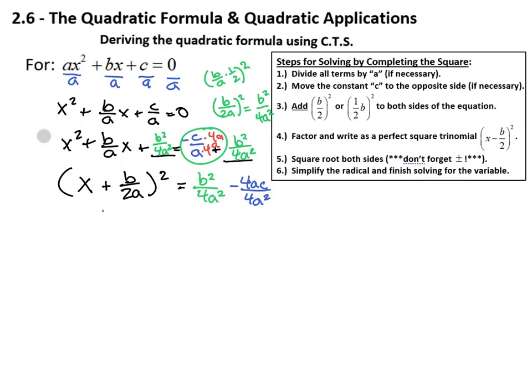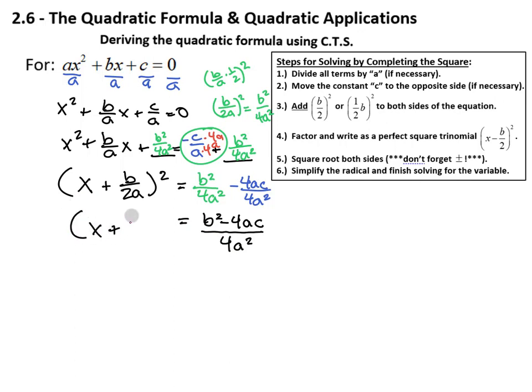And now that they have the same denominator, we can add or subtract the numerators, right? And keep the denominator, just like when we're working with fractions. So we can write this as b squared minus 4ac all over 4a squared.